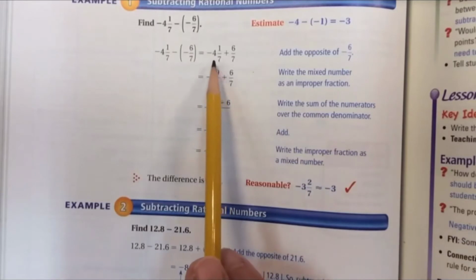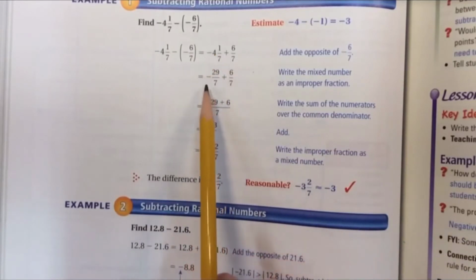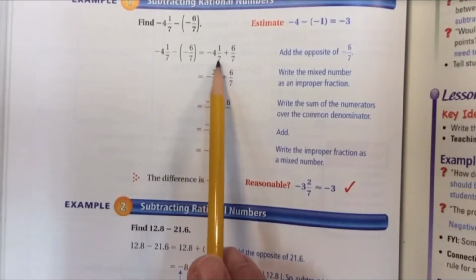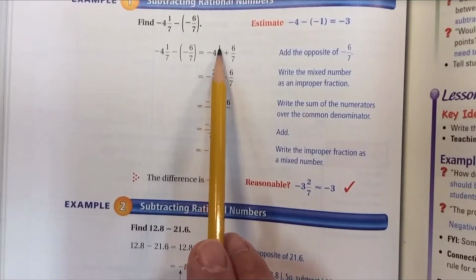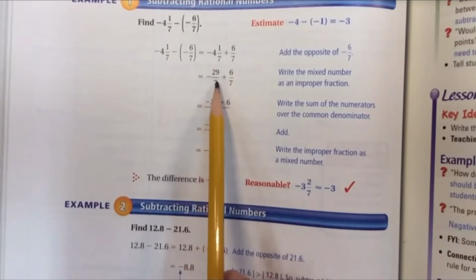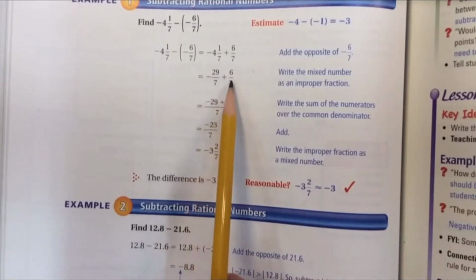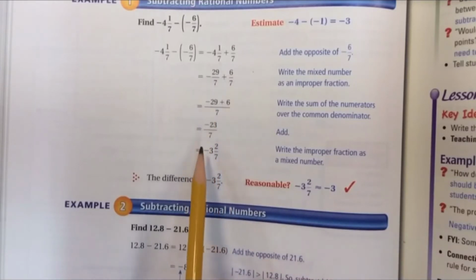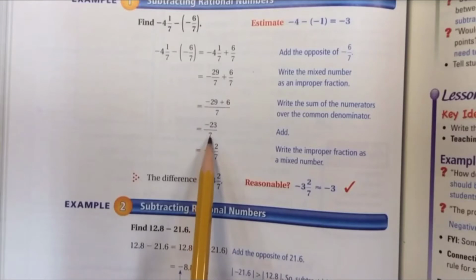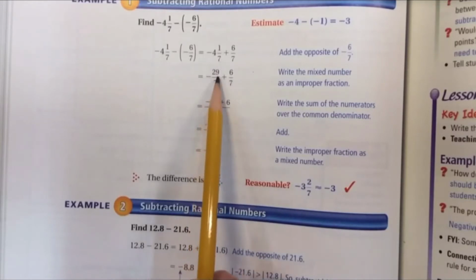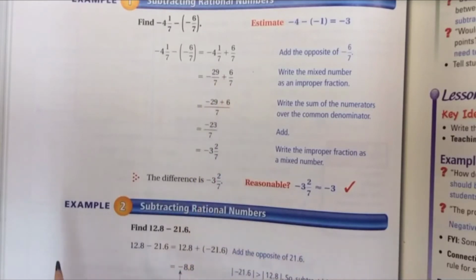And then they turned negative 4 1/7 into negative 29/7. 7 times 4 is 28, plus 1 is 29. So negative 29/7. Different signs now, so subtract, and you get negative 23/7, keeping the negative because the negative had the larger absolute value. Okay, so we're going to do a couple like that.